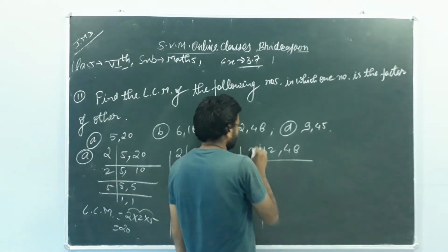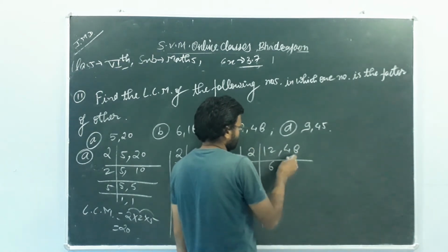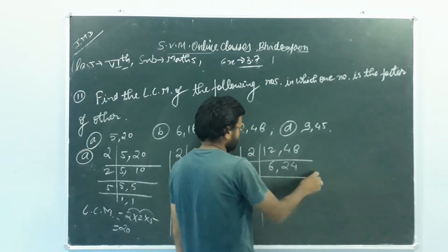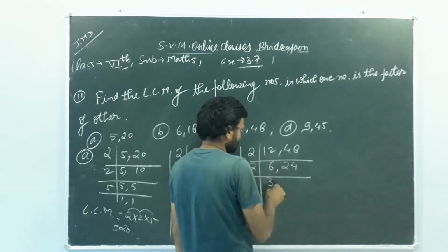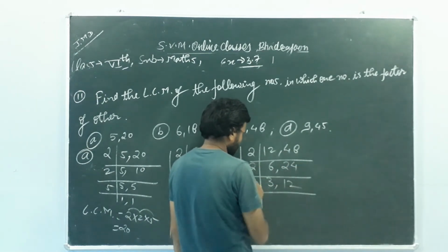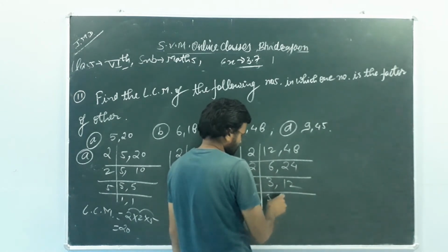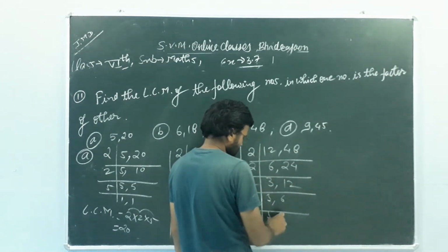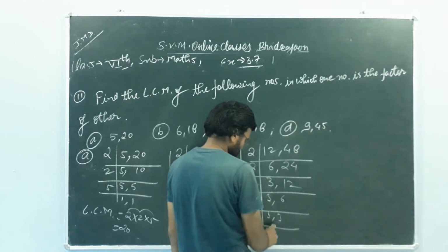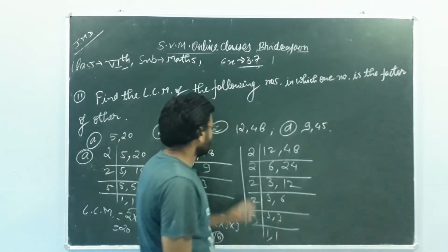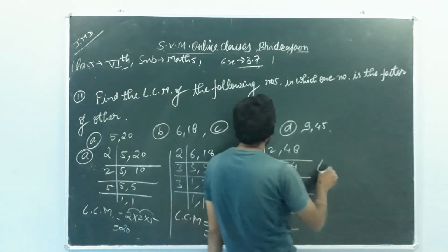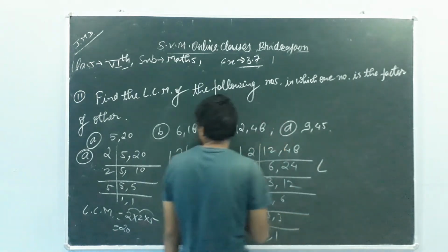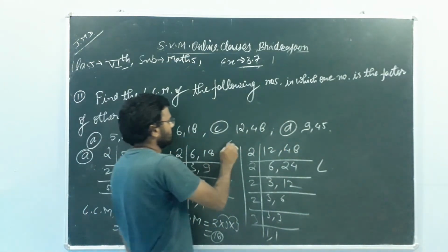In part C we have 12 and 48. We will divide by 2 first. 2 times 6 is 12 and 2 times 24 is 48. Again by 2, this is 6 and this is 12, again by 2, this is 3 and this is 6, again by 2, this is 3 and this is 3, again by 3, this is 1 and 1. So now our LCM is what? That was our part B and this is our part C.